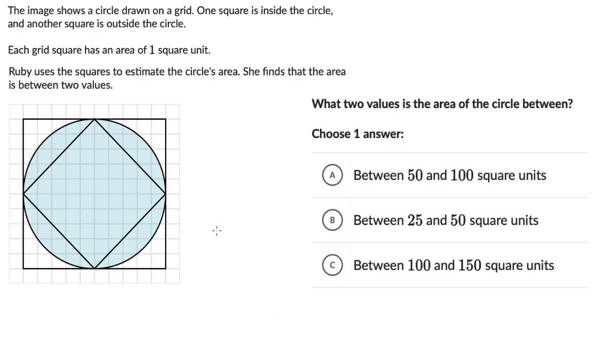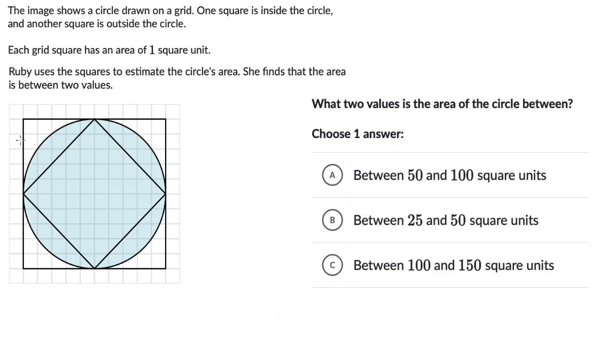Okay, so to do this together, we have to realize that if I can figure out the area of this smaller square, the circle has a larger area than that. So this would be the lower value of our 2. And then if I figure out the area of the larger square, that is going to be the upper value. So let's see if we can do that.